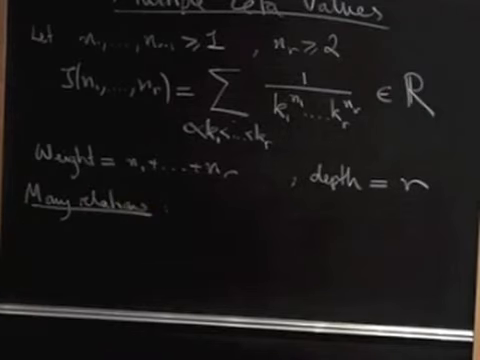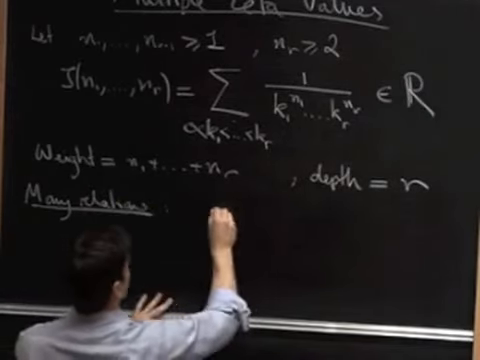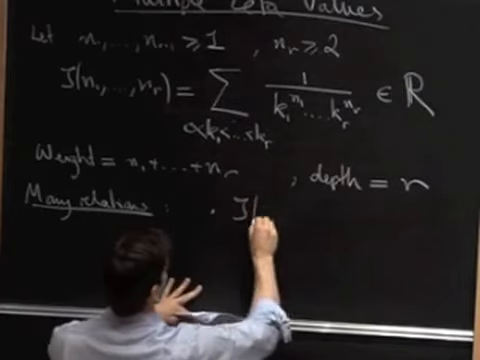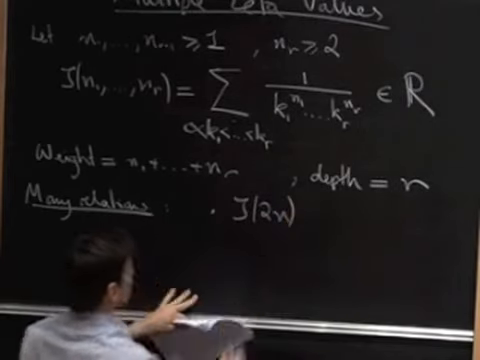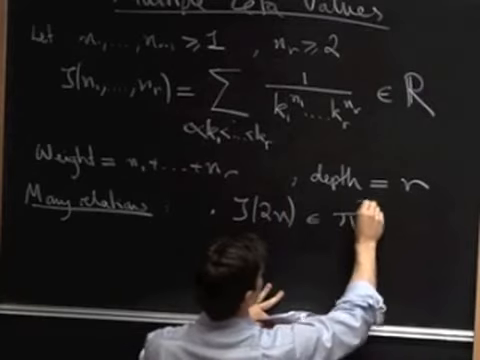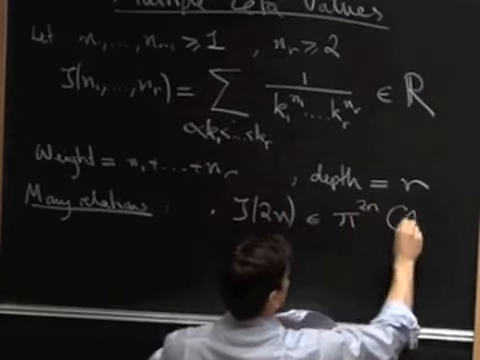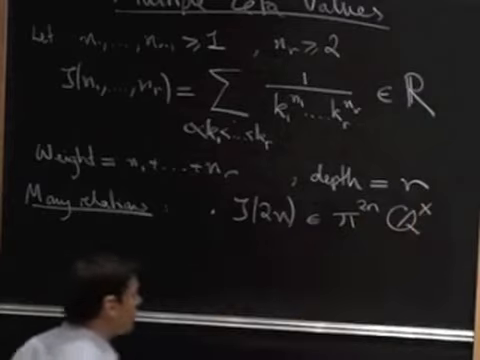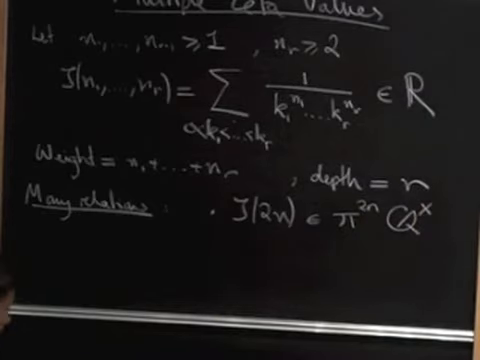I guess historically one of the first, which is due to Euler, is that the even values of the Riemann zeta function, at positive integers, are certain explicit multiples of powers of pi. So Euler computed the multiple exactly.